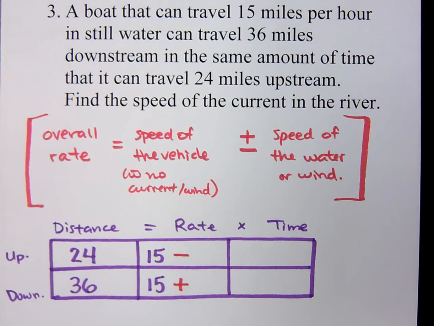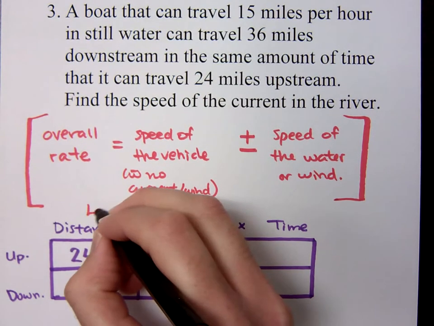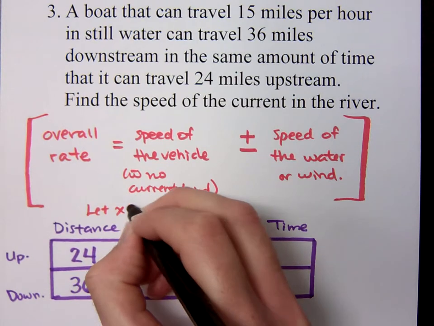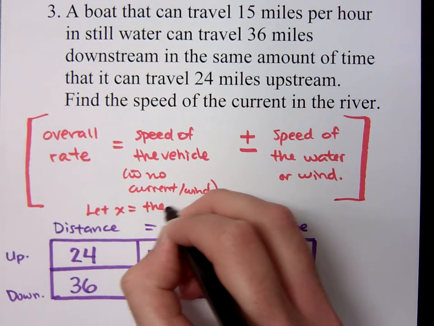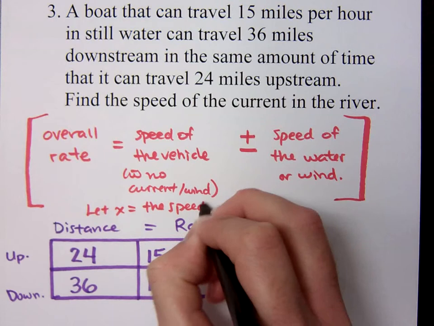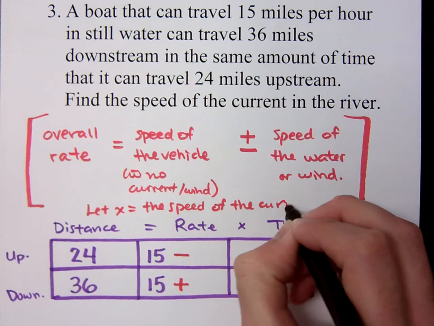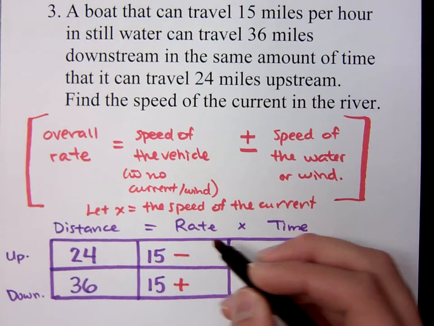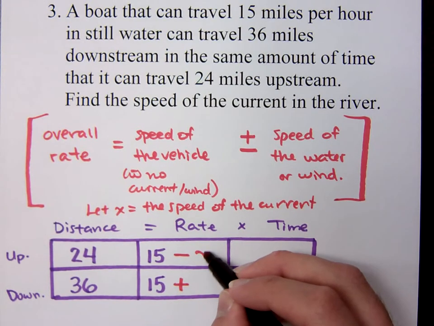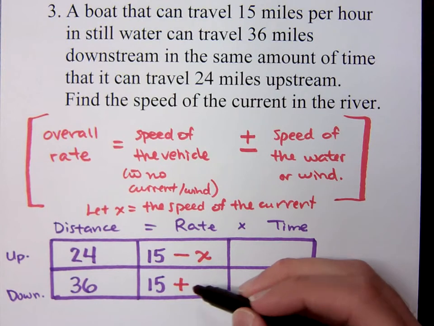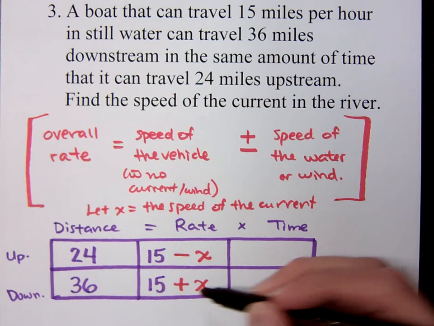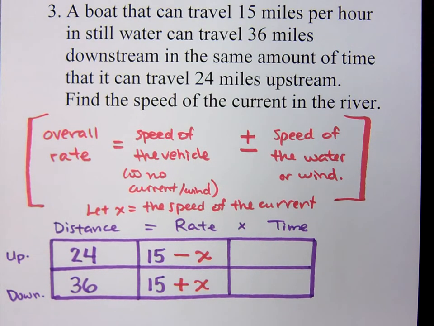Well, you have to find the speed of the current. Oh, we don't know it, do we? Yeah. So what we have here is minus x or plus x, where x is going to equal the speed of the current. X is equal to the speed of the current. So when you're going upstream, you're going to take away the speed of the current. When you go downstream, you get to add the speed of the current. Do you all agree with that?